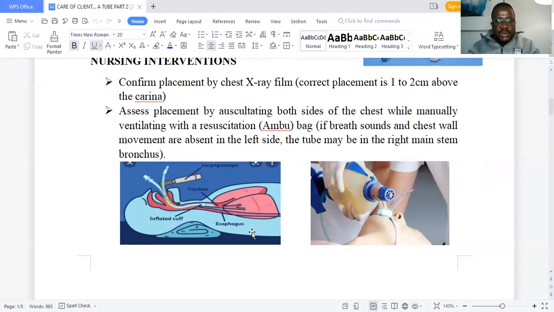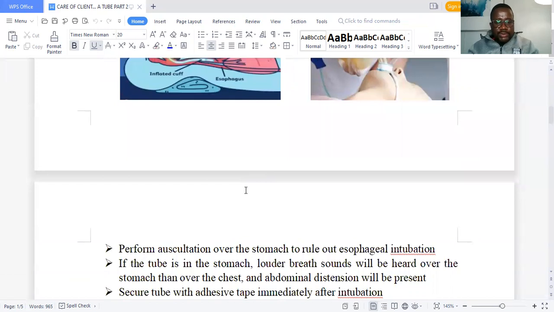This is a very important area. You need to take note. I take it over again. When you inflate this ambu bag and there's an absence of chest wall movement on the left side, meaning the left lung is not inflated, therefore you have passed the endotracheal tube into the right main stem bronchus. It has gone there because the right side is straight. What you need to do is just pull it a little bit backwards.